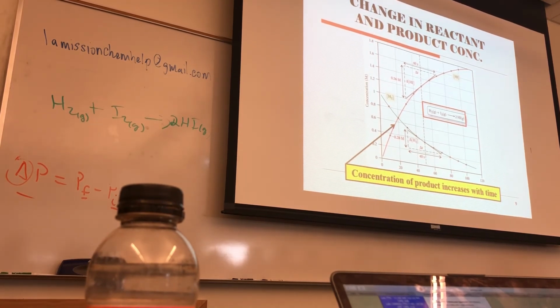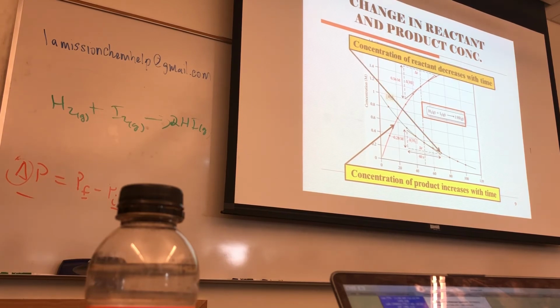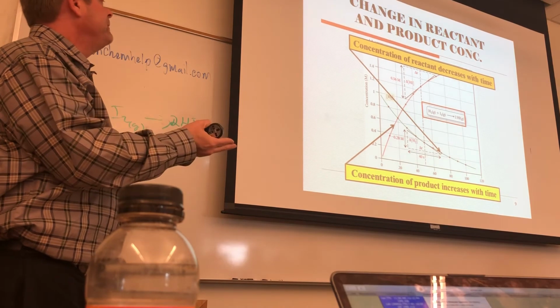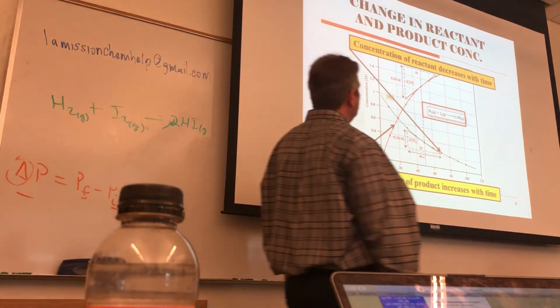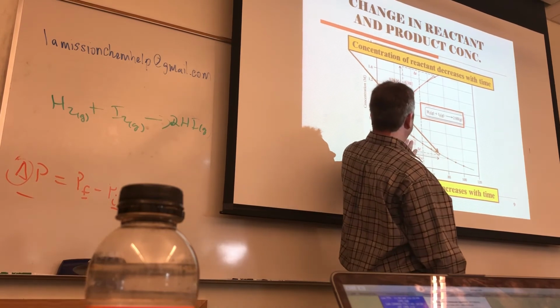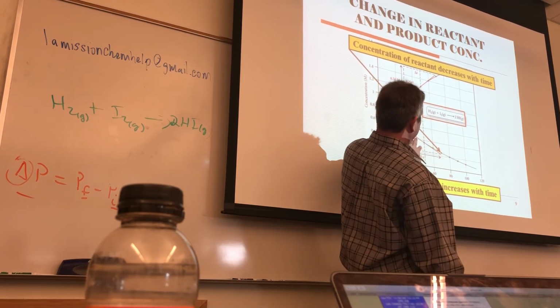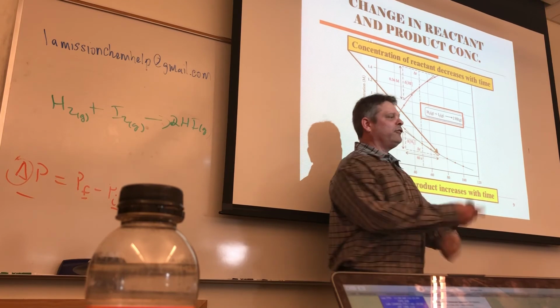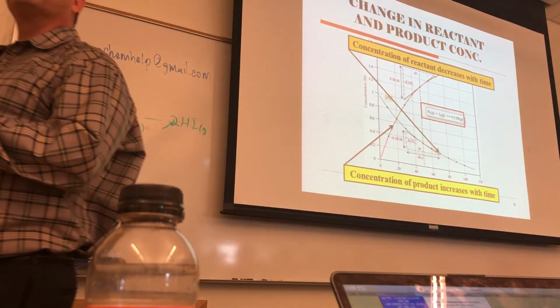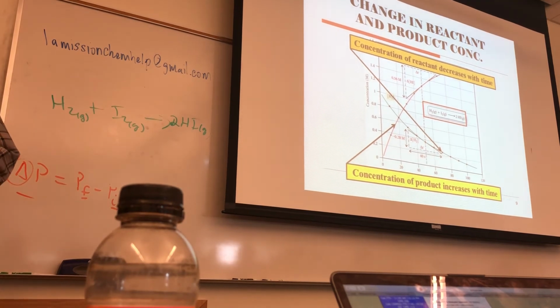So concentration of product increases with time and reactant decreases with time. Now, when I show this, this is early on, but as we go further and you see charts like this, just make sure you understand, if I gave you something like this and took away something, I could ask you something about the chart. And then you'd have to be able to explain the chart, right? That's what I'd expect from something like this on an exam.